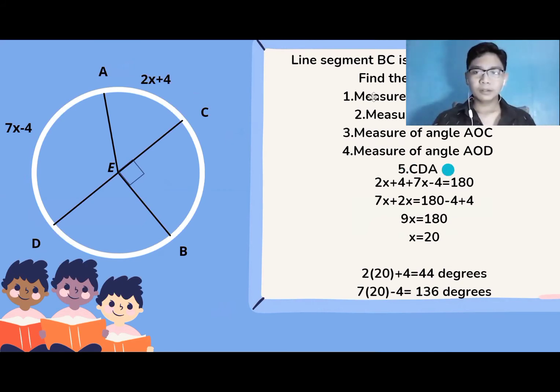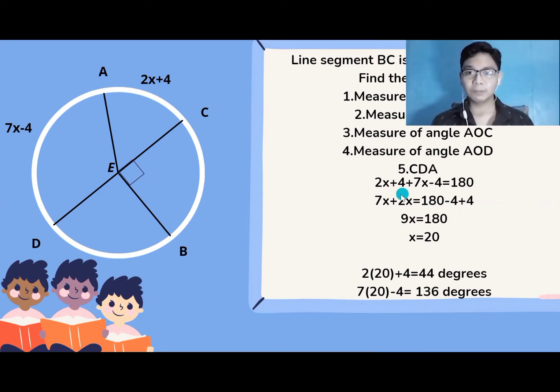So first, we will combine these terms. These are the given 7x minus 4 and 2x minus 4, hence the reason for this. Then we will transpose and combine like terms. So just put together 7x and 2x and you will get 9x. We will equate it to 180 because line segment BC forms a semicircle. So that is equal to 180.